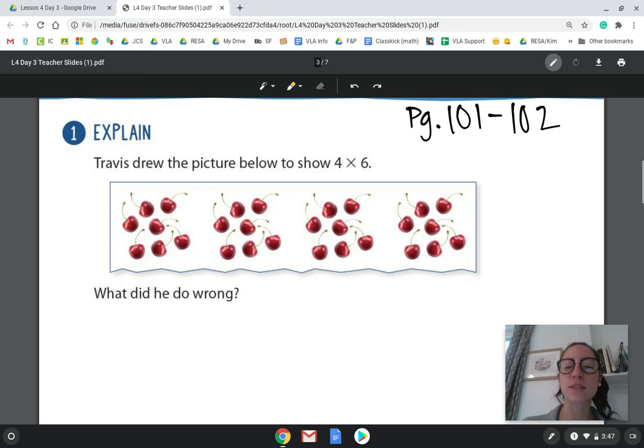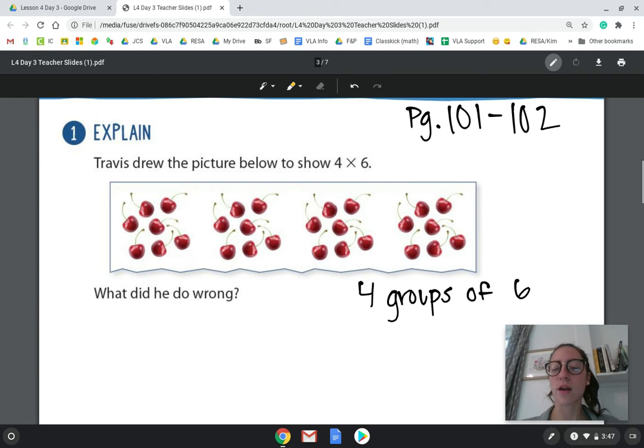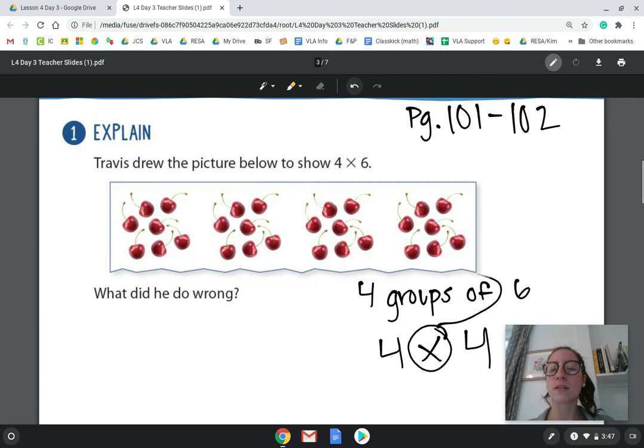I'm going to write 4 times 6 as 4 groups of 6. All right. And the reason I did that is because I know that times, the multiplication symbol, the operation times, also means groups of. So I know that 4 times 6 is actually saying 4 groups of 6.